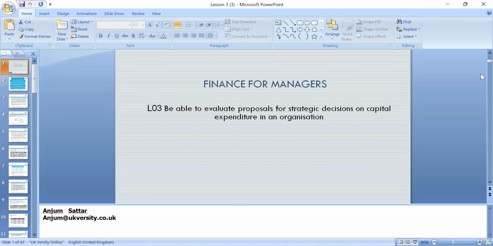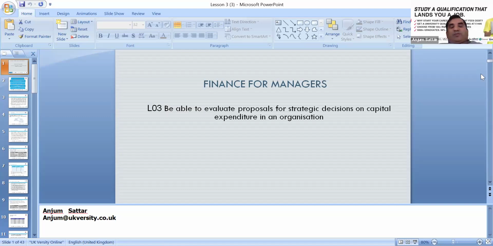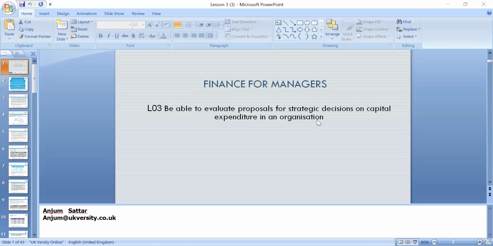on capital expenditure. There are two types of expenditure: one is called capital and the second is called revenue. When we say capital expenditure, it means we are buying a non-current asset. A non-current asset means an asset which we can use for a number of years, such as building, plant, machinery. So any money you spend to buy or acquire it will be known as capital expenditure.